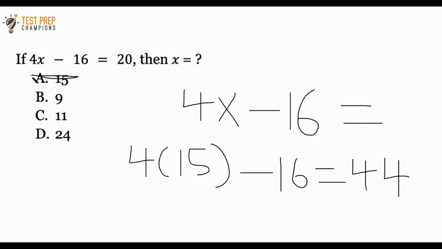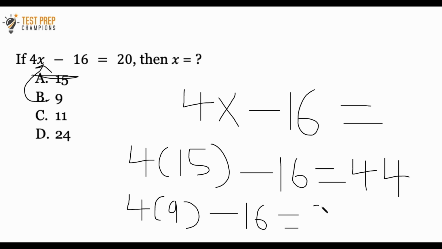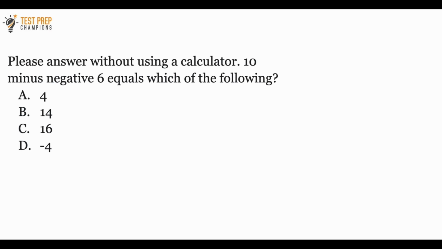So now let's try answer choice B here. So this time I'm going to do 4 times 9 minus 16. So see how I'm just taking each answer choice and plugging it in place of the x, and I'm just doing the math and seeing if the answer equals 20. So 4 times 9 minus 16 is 20. So that's the other way to do this question, and either way we get the right answer, and B is the correct answer.